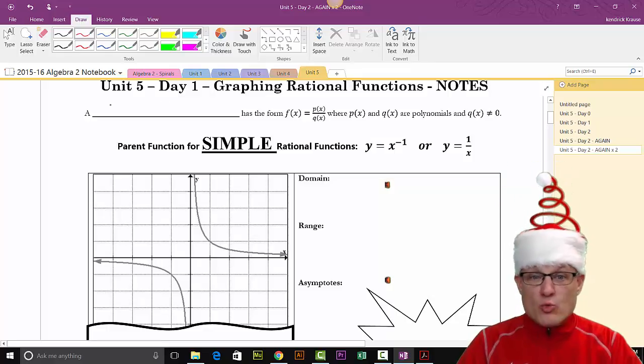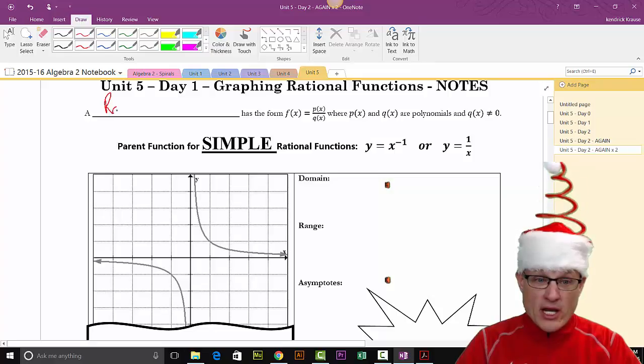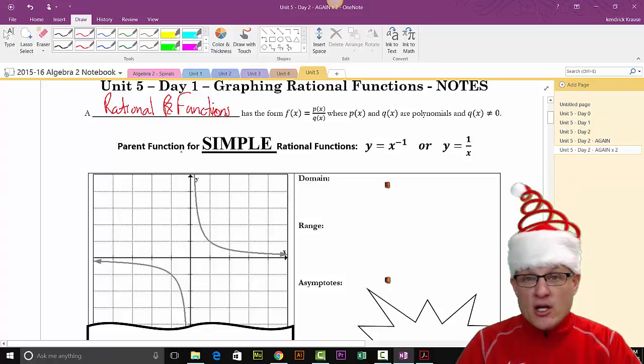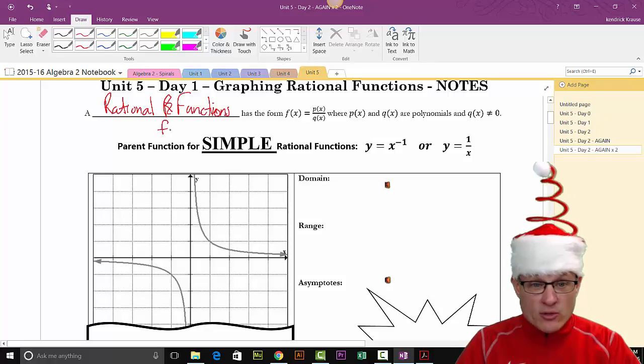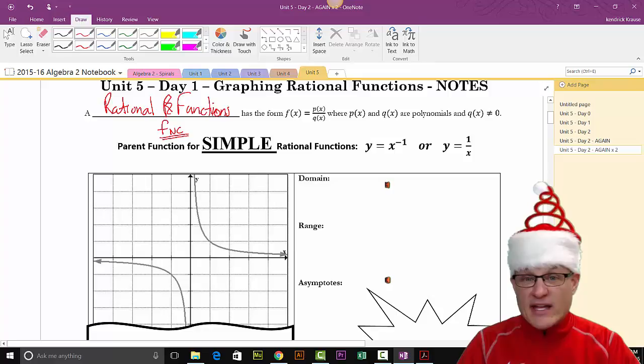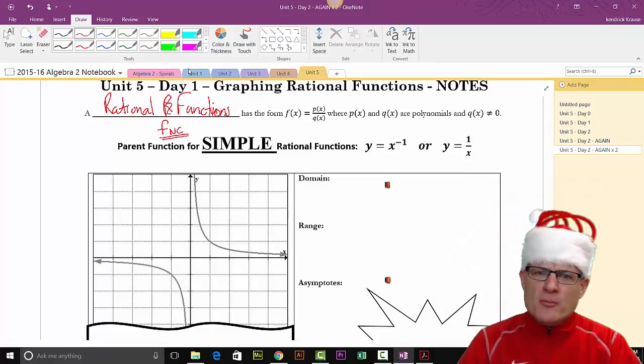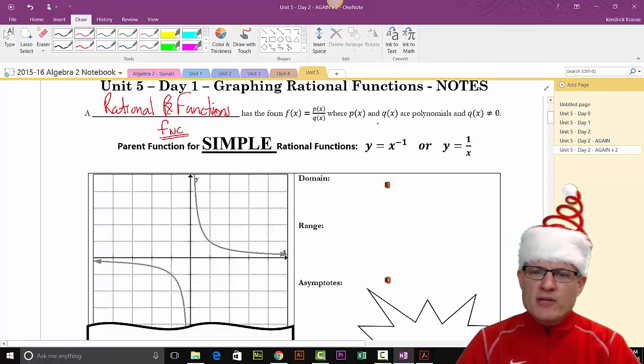So, kids, we're going to talk about rational functions. Rational functions. Boy, I feel like I've said this before. By the way, kids, us lazy math teachers, we don't like to write the word functions out. We write the word FNC. Now, let me give you the definition of the function. A function has the form of f of x equals p of x over q of x, where p of x and q of x are polynomials, and q of x cannot equal 0.